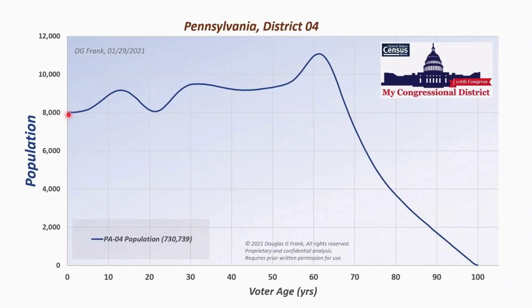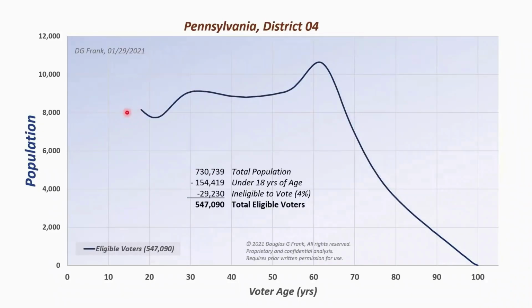And here we've got 8,000 people that are just born. And you can see year by year. It's a total population of about 730,000 people. But of course, they all can't vote. So if we take out the 0 to 17-year-olds, and then we also take out a few percent, because not everybody can vote. Some people live there, but they're foreigners and they're here on a visa legally, or sometimes there are people that are convicted felons. They're not allowed to vote.